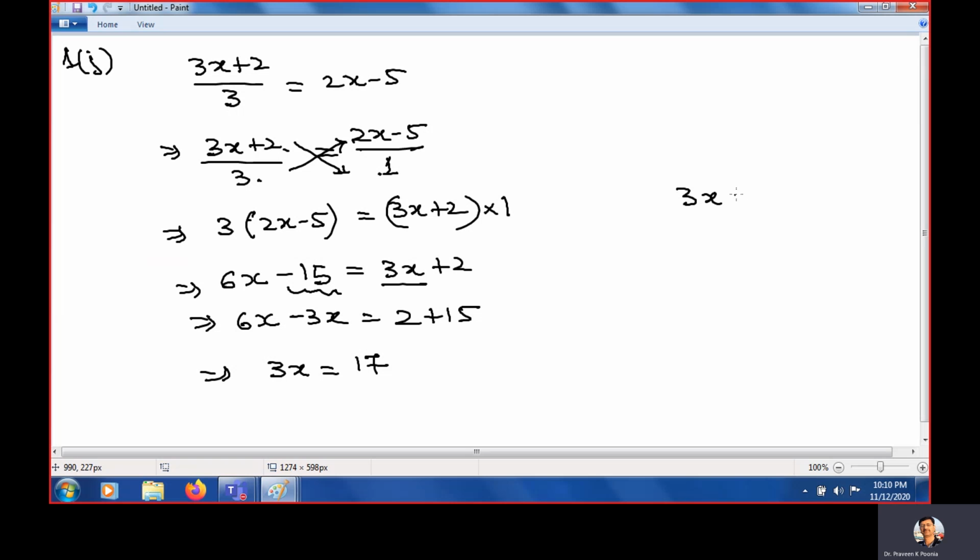Divide by 3. This cancelled, so x is equal to 17 upon 3. This is the solution of this equation. Clear?